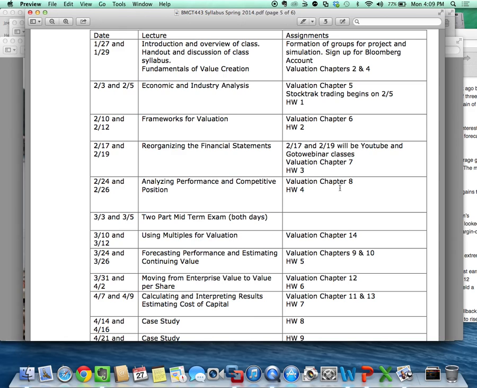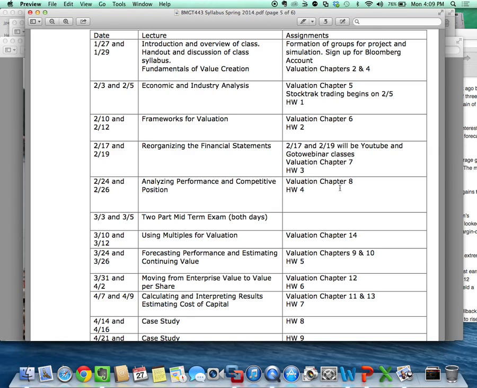The week after that, we'll talk about what's called frameworks for valuation. Homework 2 is part of that. But the idea is we'll talk about the enterprise DCF valuation methodology we're going to use this semester, and the economic profit / economic value added EVA based method we'll use as an alternative.